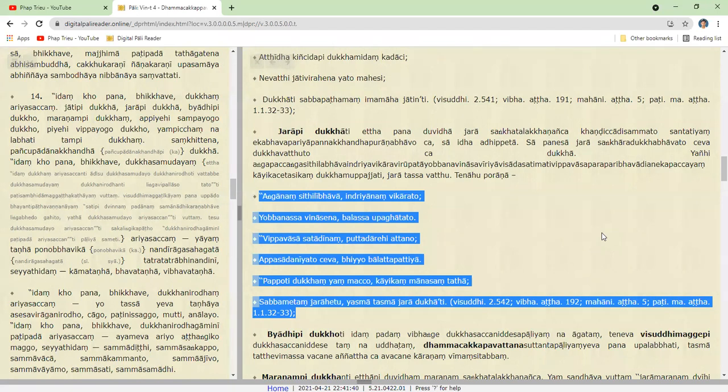The first one is Ingana Sitila Bhava, due to the weakness of all limbs. Indriyana Vikarata, the declining of the faculties. Yuvanasa Vinasena, vanity of usefulness. Balasa Upagato, and the meaning of the afore. Vaipavasa Satadina, losing the mindfulness and so on.